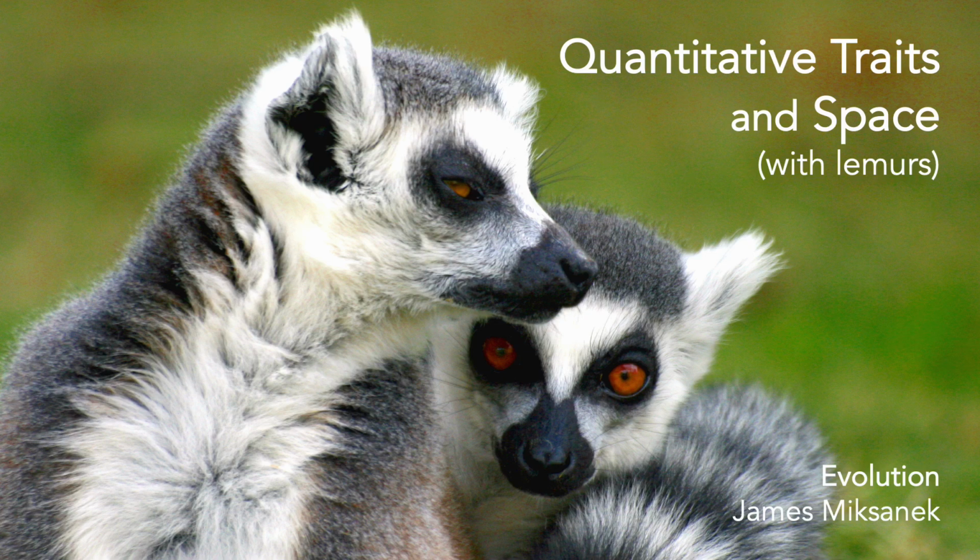Let's discuss quantitative traits and evolution through space. For this, I'm going to be drawing from a number of examples that involve lemurs because A, lemurs are adorable, and B, with over 50 million years in isolation on the island of Madagascar, lemurs have undergone an impressive adaptive radiation, filling a variety of different habitat types, exhibiting a diversity of social structures, behaviors, and so on. As a result, we can look at lemurs and actually see a lot of these different evolutionary processes at play within this group.